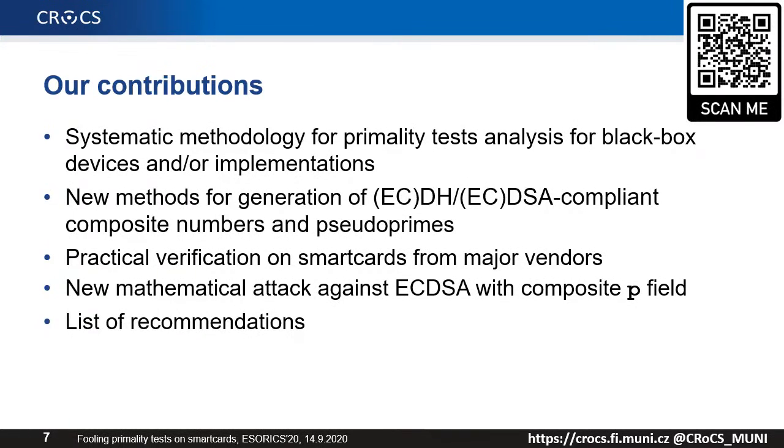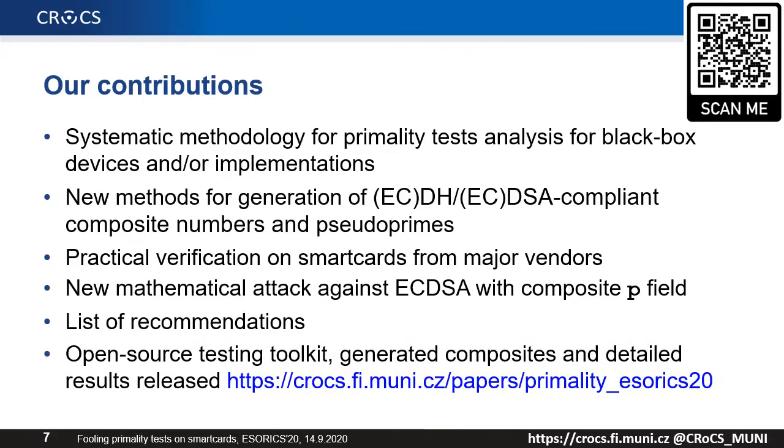We also proposed a mathematical attack against the elliptic curve digital signature algorithm with the assumption that the field is not prime, but instead composite. And because we found issues during the verification on real smart cards, we compiled a list of recommendations on what shall be fixed. We open sourced our testing toolkit so everyone can do this on their own implementations. In the paper we fit just part of the results. You can find more by visiting this link.